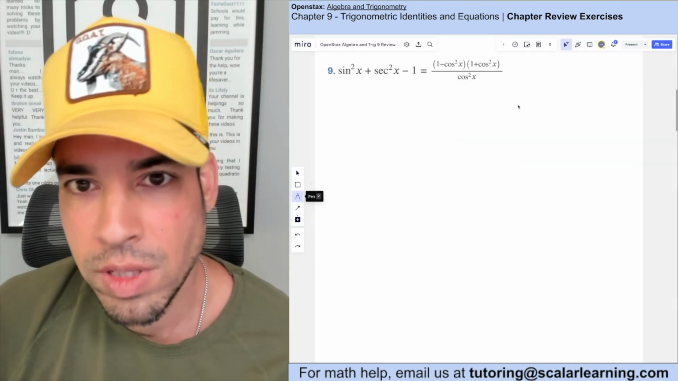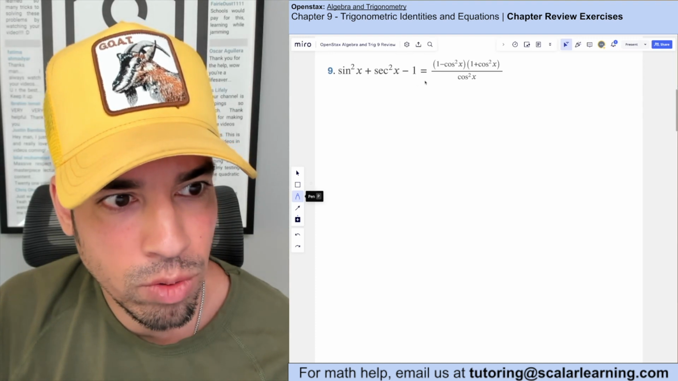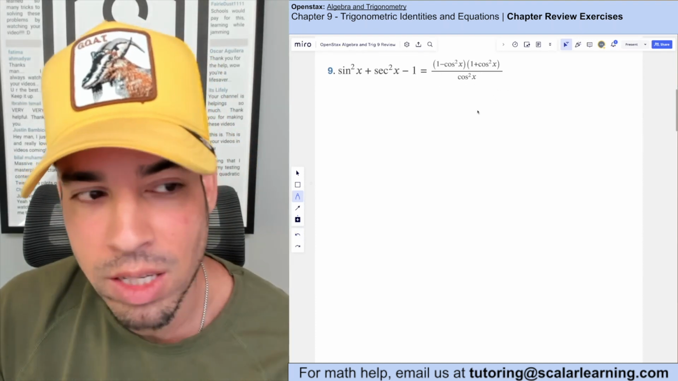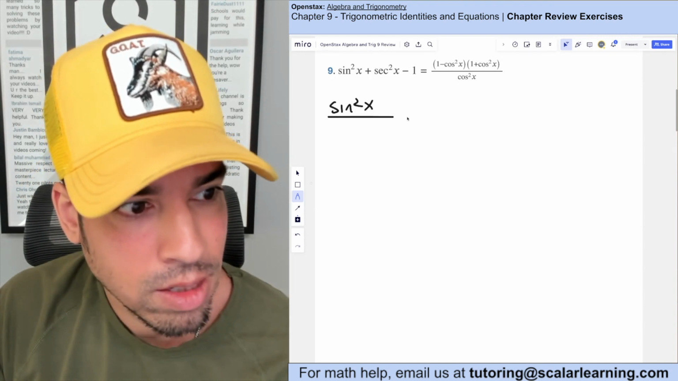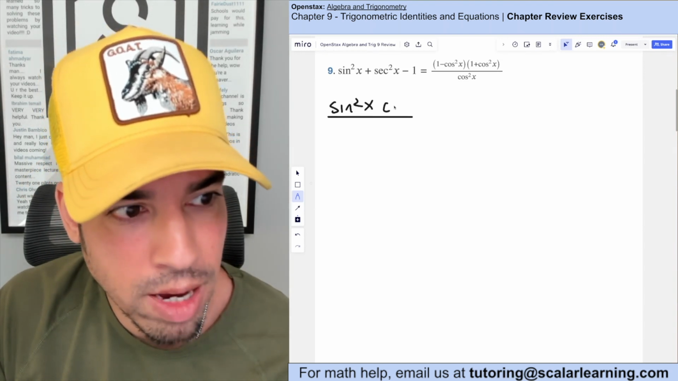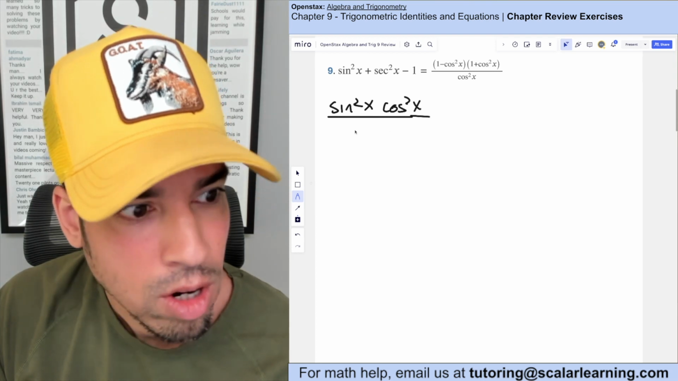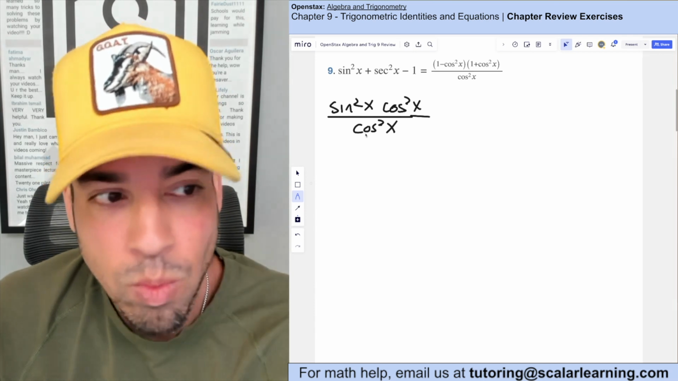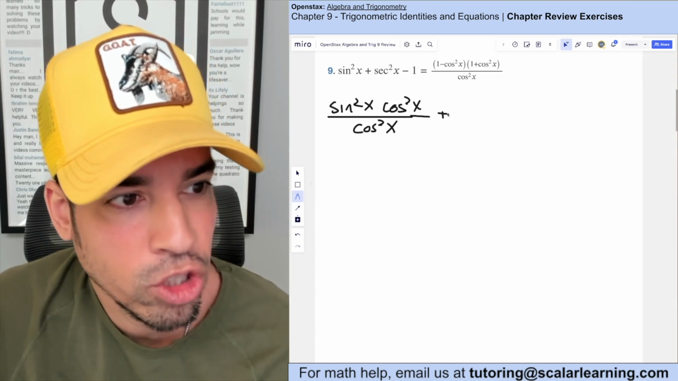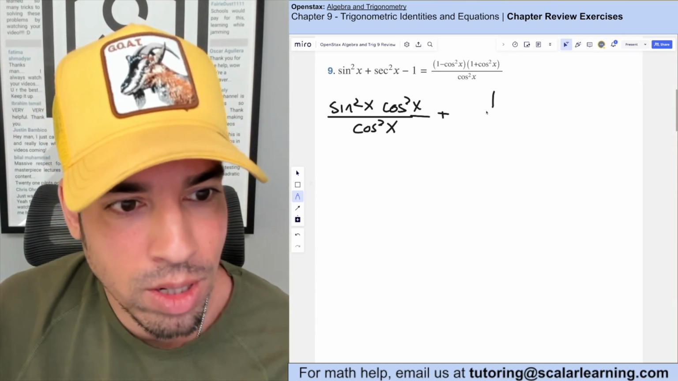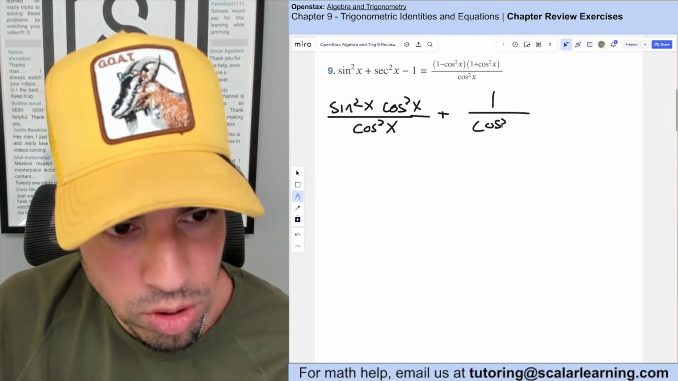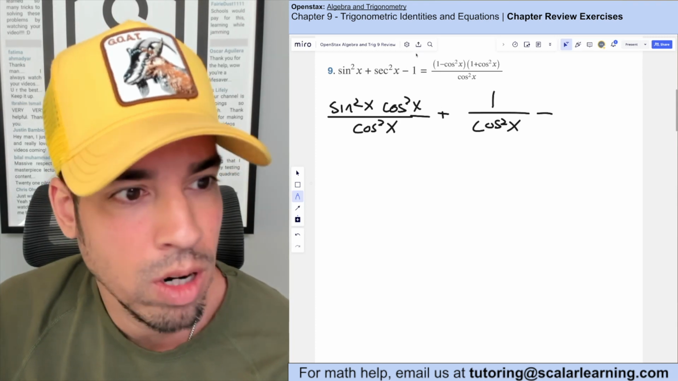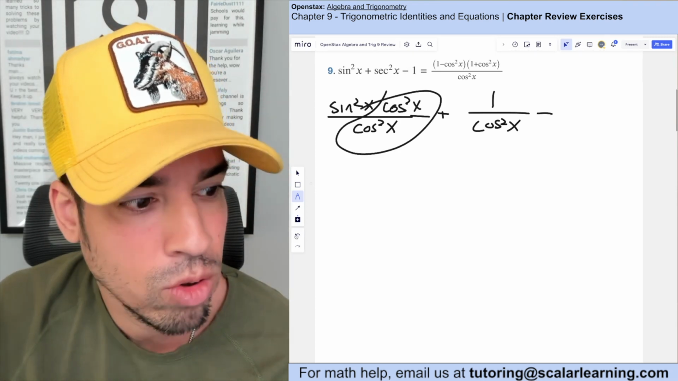Boom, done. So for this one on the left-hand side, what I'm going to try and do is get a common denominator of cosine squared, because that's what we have on the right side. So let's start with that. I'm going to take my sine squared and multiply it by cosine squared x over cosine squared x. I'm allowed to do that because cosine over cosine is 1. So I can multiply anything by 1 and it won't change. For secant, that really is 1 over cosine squared x, because secant is the reciprocal of cosine. And then for the 1, I'm going to multiply that again by cosine over cosine.